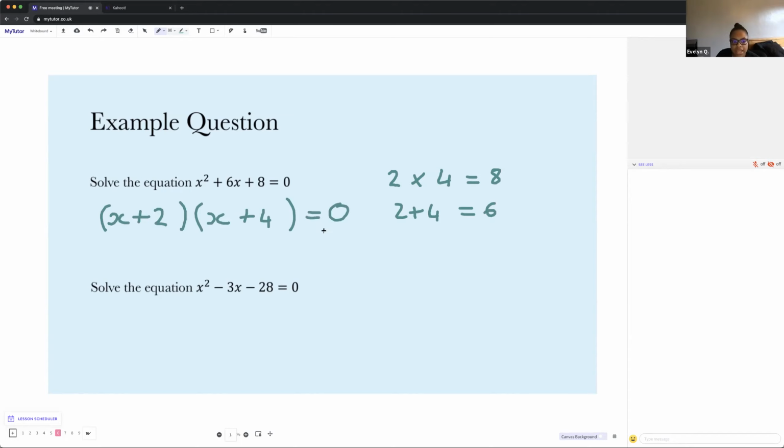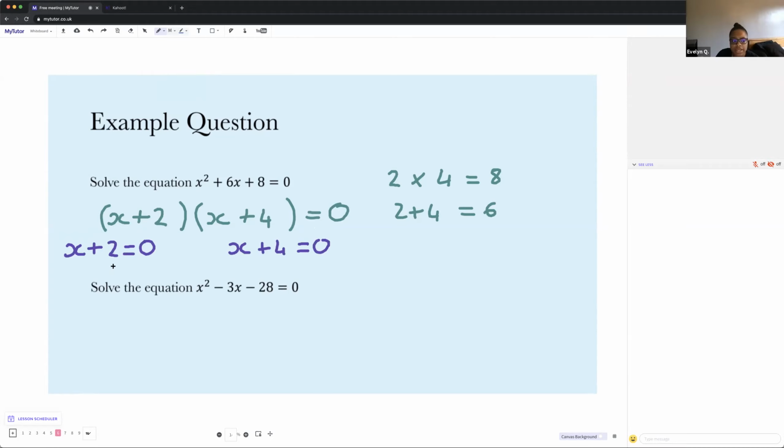And then the last thing to solve, I take each bracket, I'll do it in a different color as well. I take each bracket and I set it equal to 0. So my first bracket is x plus 2, that equals to 0. And then I've got x plus 4 equals 0 as well, because that's my second bracket.